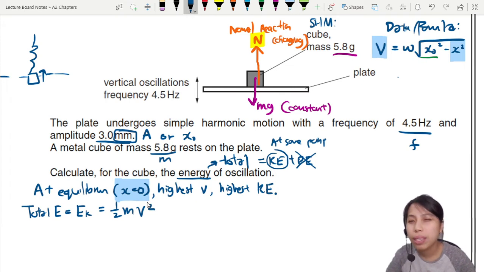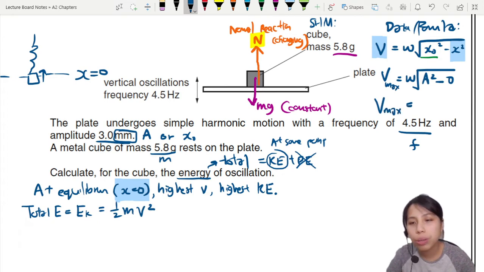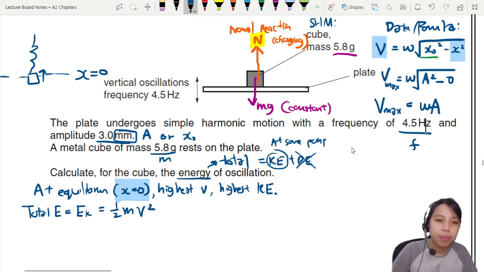So I do a quick plug-in here. This will be omega times the square root of amplitude squared minus 0, equilibrium position, x equals to 0. So the velocity is maximum here. If you already memorize this Vmax equation, sure, you can use it. If not, you need to know how to get it from our data formula sheet here. So Vmax, the fastest possible speed, is at equilibrium, where x equals 0, and that's omega times a. Okay, let's plug that in here. So this will be half times m times omega a, squared.